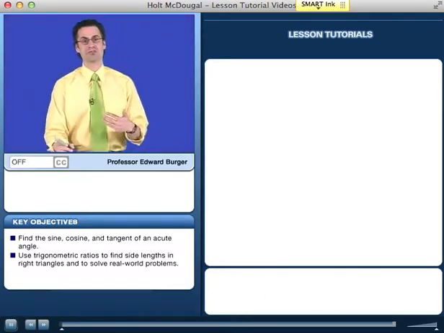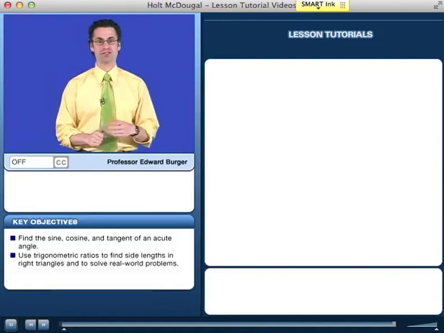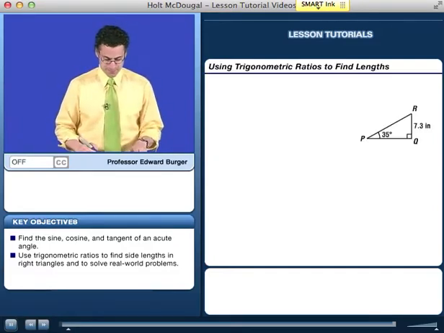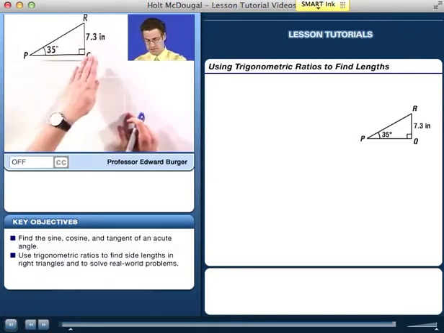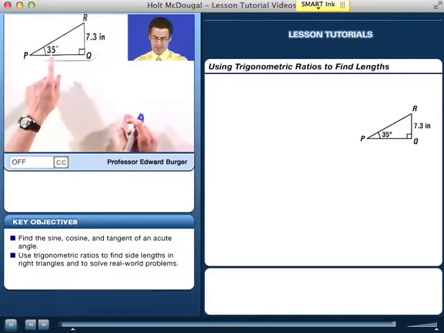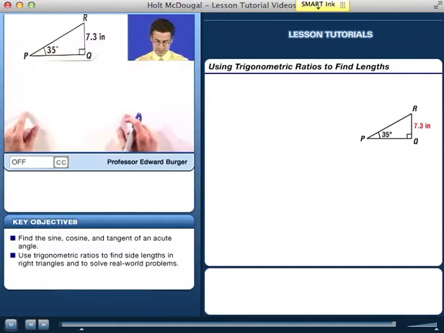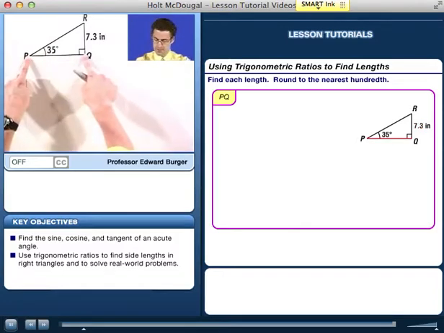All right, now let's start to really appreciate the power of these trigonometric ratios. So here's a question I want us to look at. I want us to look at this right triangle. We're given that this angle is 35 degrees. We're given that the length of RQ is 7.3 inches. And our mission is to find this length right here.